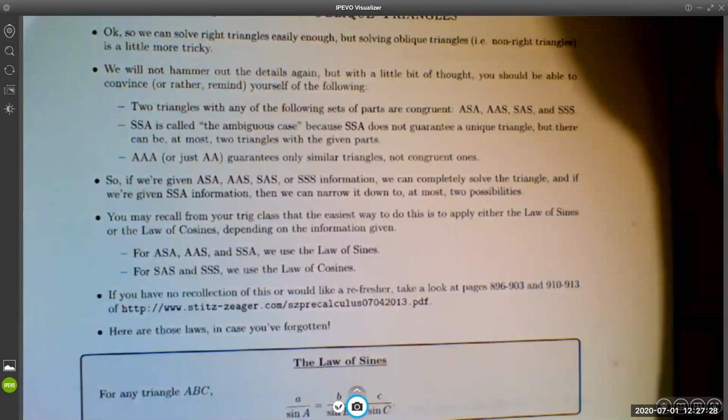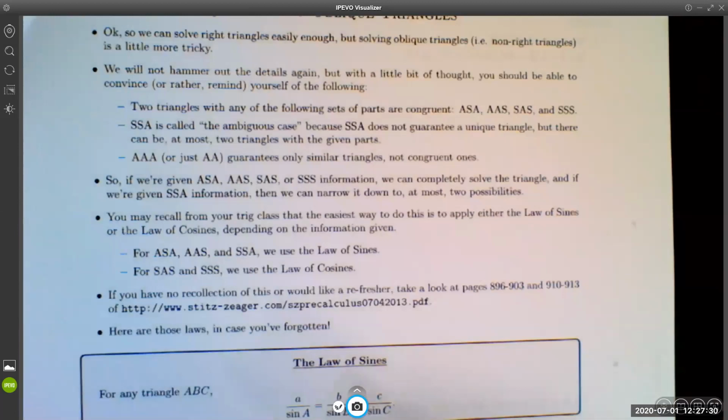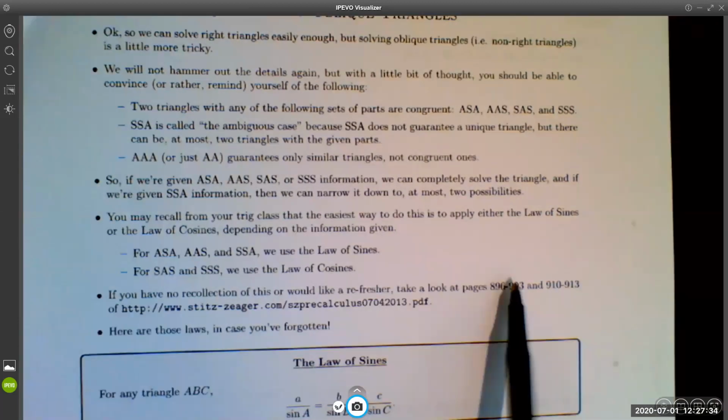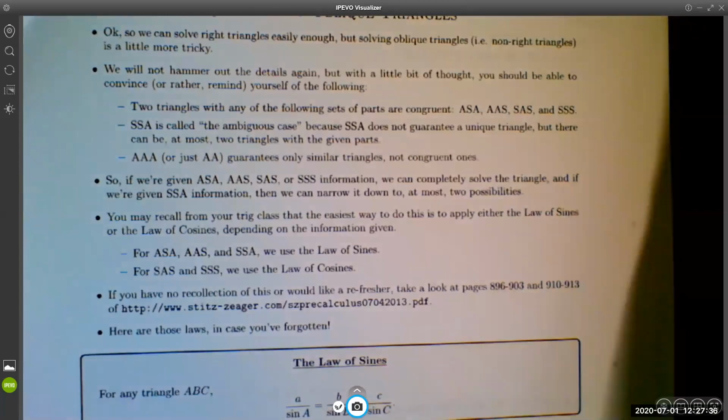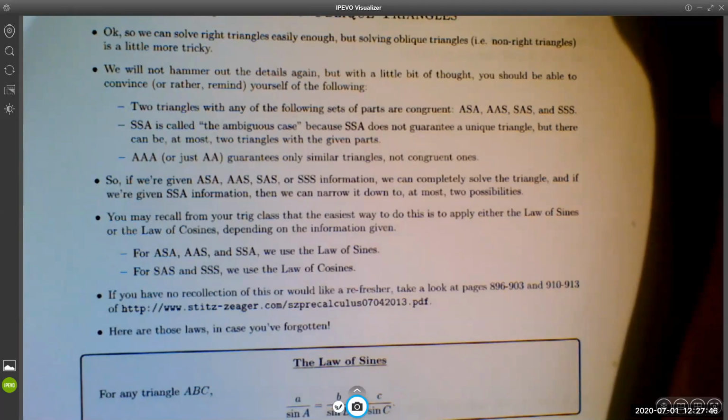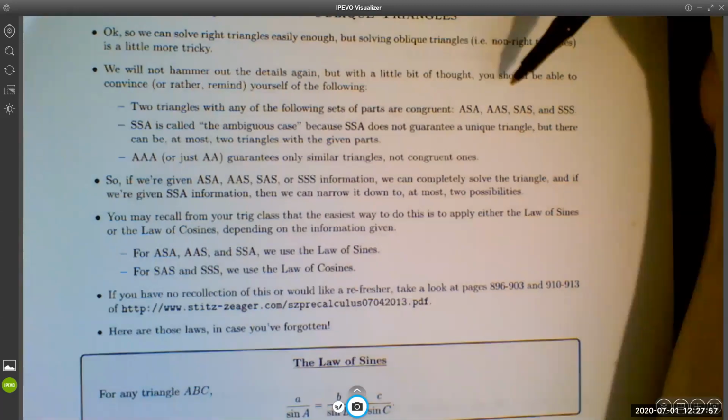And to help you do so, here's an online textbook that you can access, and look at these pages of that textbook to convince yourself of the following facts. But when you go to solve an oblique triangle, you need at least 3 pieces of information, right? So in total, there are 6 pieces of information on a triangle, the 3 sides and the 3 angles, okay? You need at least 3 of those in order to be able to solve the triangle.